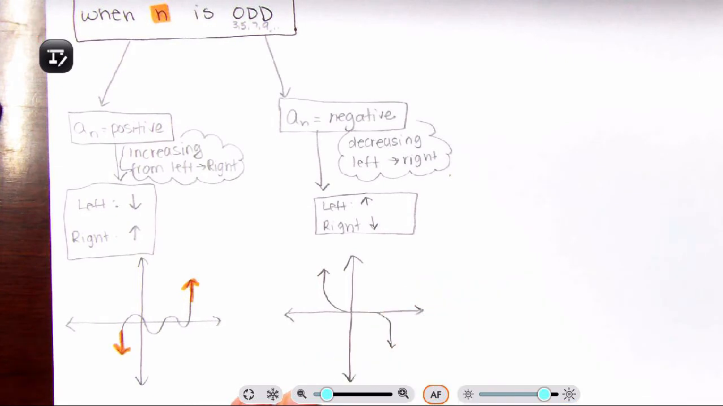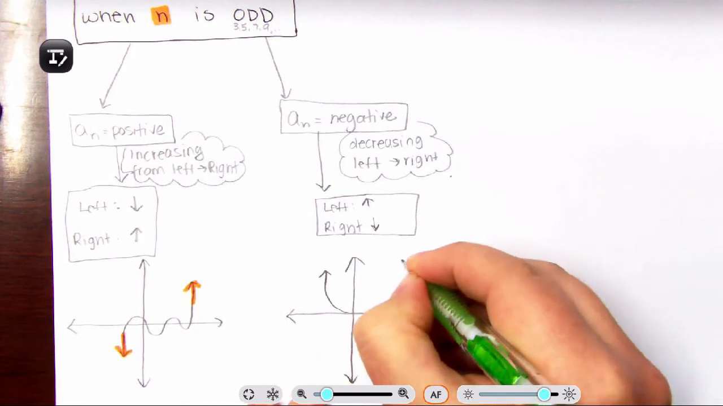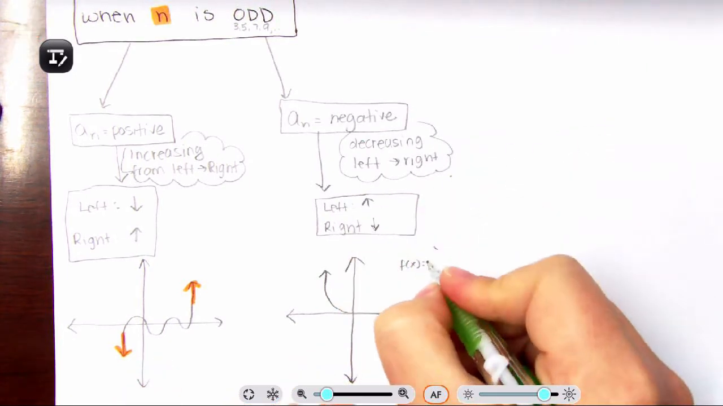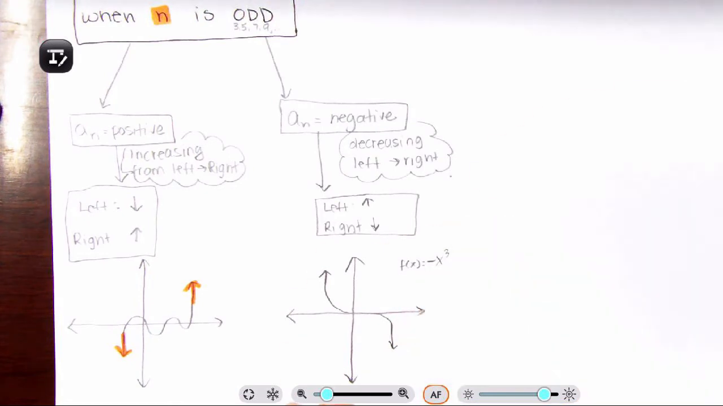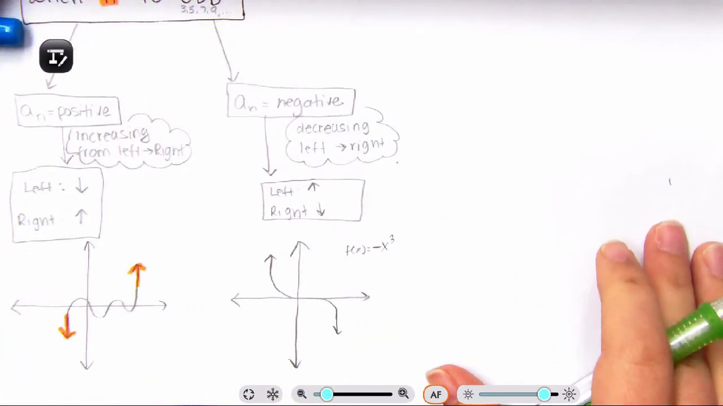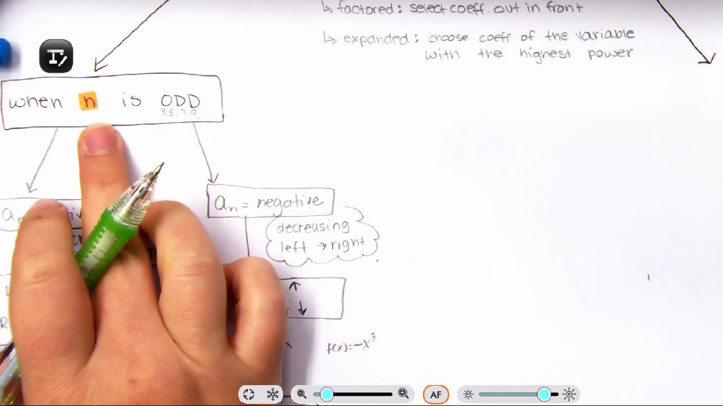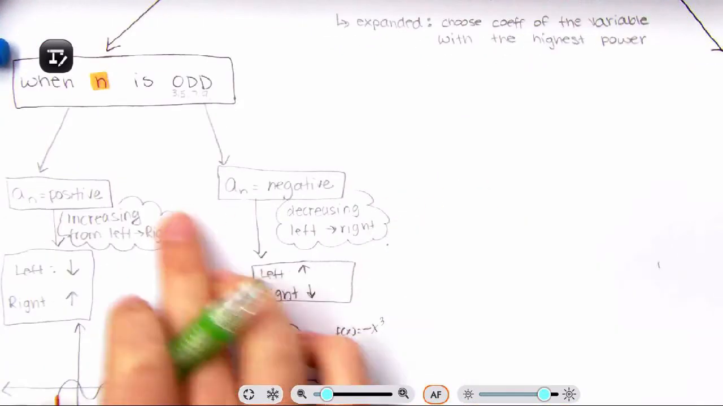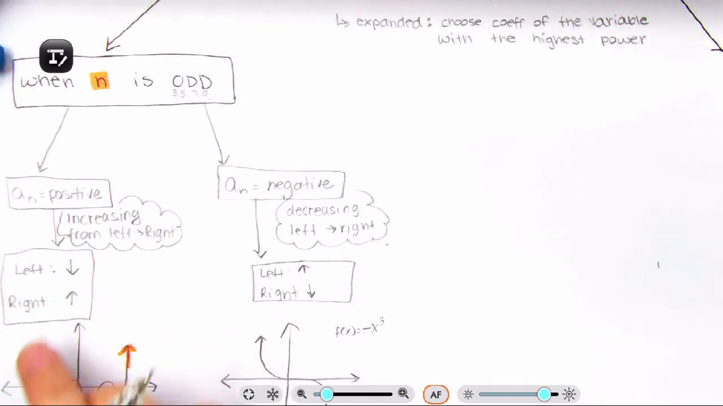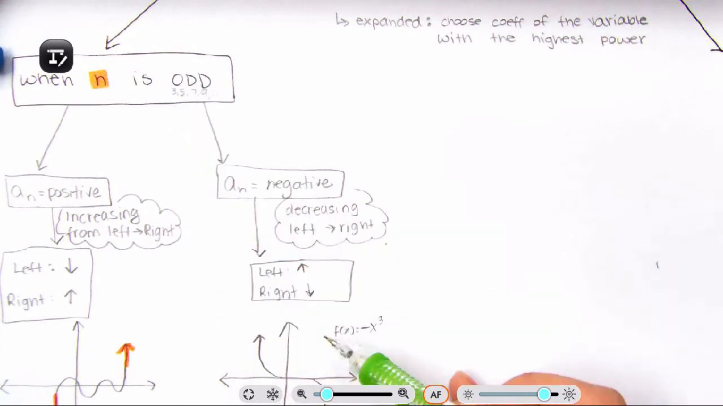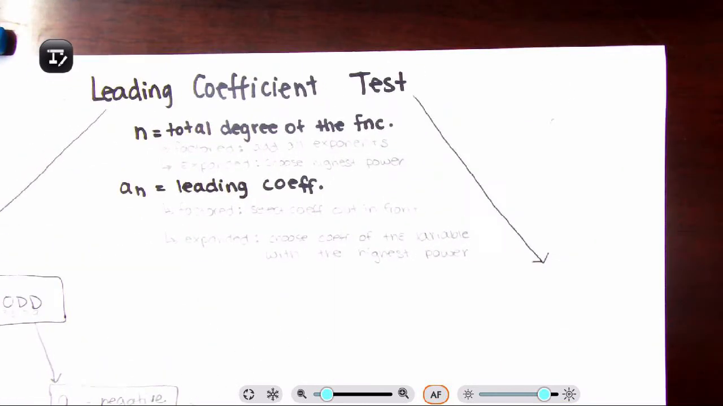And here is another example. Now, this is x cubed as an example. And we are going negative, so we're putting a negative out in front. Let's make that a little bit bigger, easier to see. We have a negative x cubed on this one. All right, so when n is odd, so when the total degree of the function is odd, and you have a positive, you have an increasing function, going from left to right, you're going up. If you have a negative as a coefficient for an odd function, then that means you are decreasing from left to right.